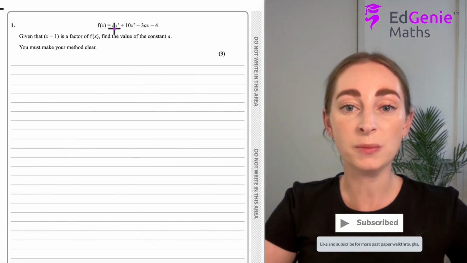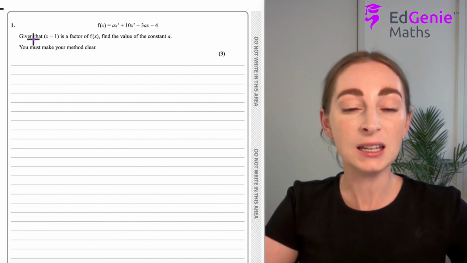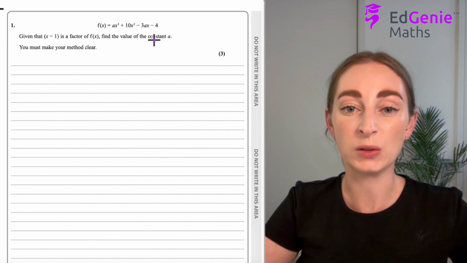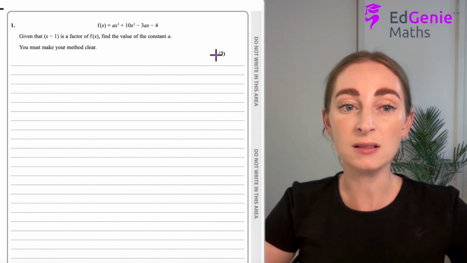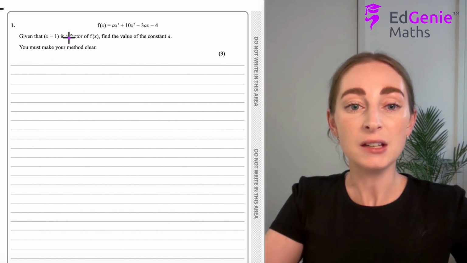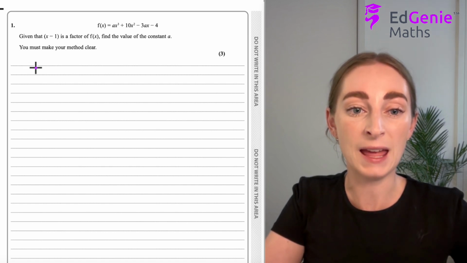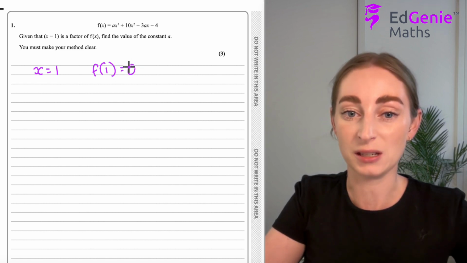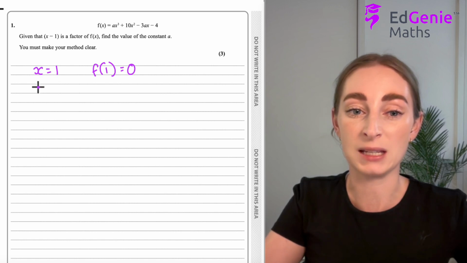So question 1, we've been given a function which is in terms of a and we've got some x's. Given that x minus 1 is a factor, find the value of the constant a. You must make your method clear. It's 3 marks, so it's not a massive question, but it is going to take a little bit of working out. If x minus 1 is a factor, we know that when x equals 1, f of 1 must equal 0, because if it's a factor, that means we're not going to have any remainders.